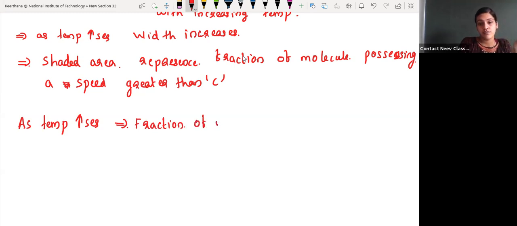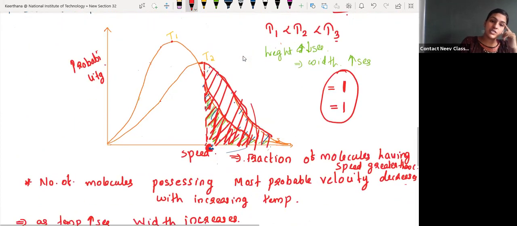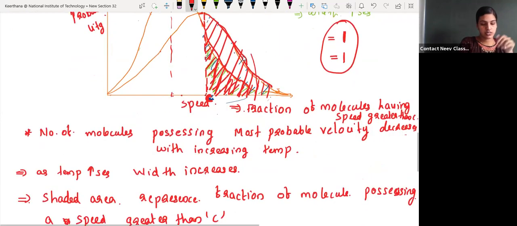Fraction of molecules possessing speed greater than a particular speed increases. So if you are taking any speed, let's take it as VMP or anything, the fraction of molecules having velocity greater than this speed increases as temperature increases.